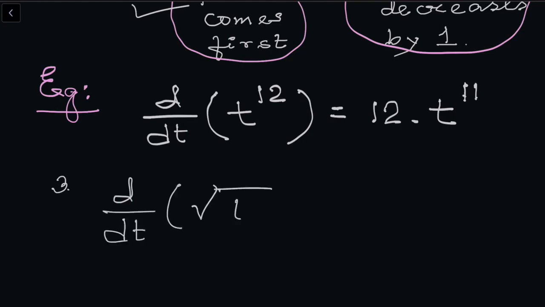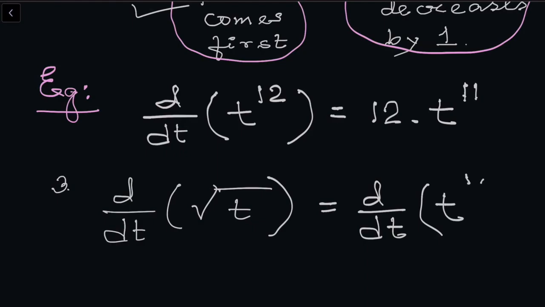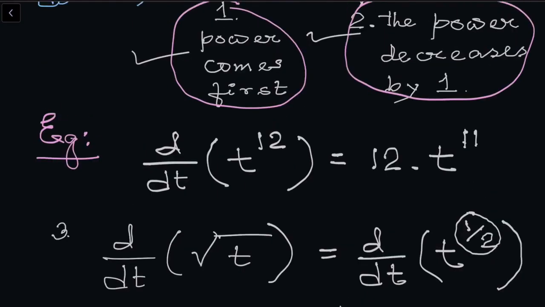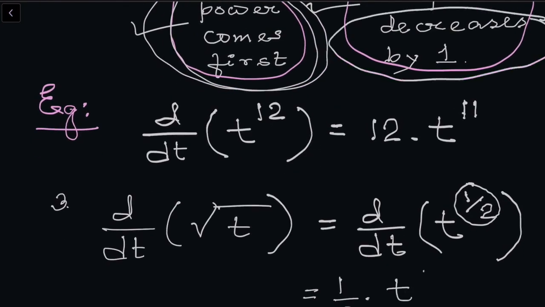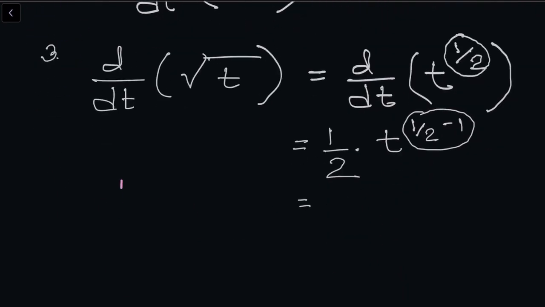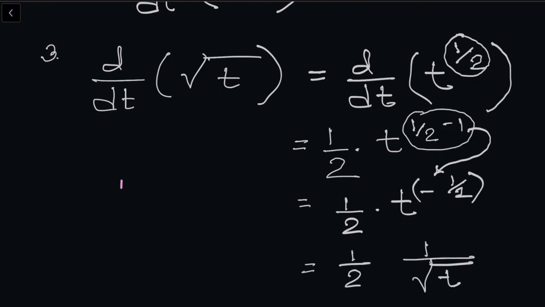Third example, root t. First write root t in the form of t to the power half. Then the power half will come first, like this. And then the power of t will decrease by 1. So half minus 1 means minus half. So half into t to the power minus half. That means half into 1 by root t. You know this.